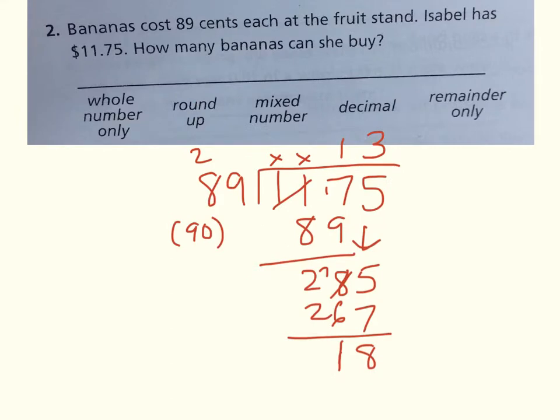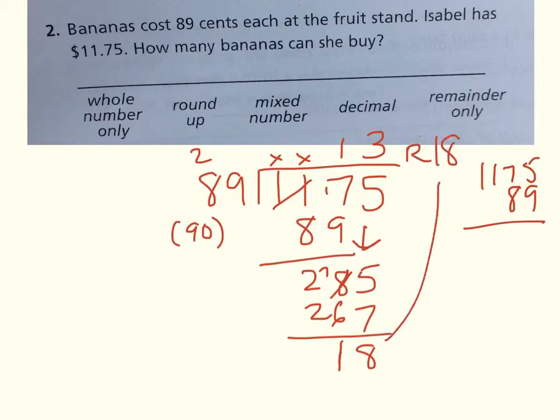Number 2 is different. It's saying bananas cost 89 cents each at the fruit stand. Isabel has $11.75. How many bananas can she buy? Well, first of all, we know we're going to divide because repeated subtraction is the same thing as division. And if you think to yourself, $11.75 minus 89 cents, that's 1 banana. And then you'd subtract it again and again and again. I've already done the division problem out, and we get 13 with a remainder of 18.